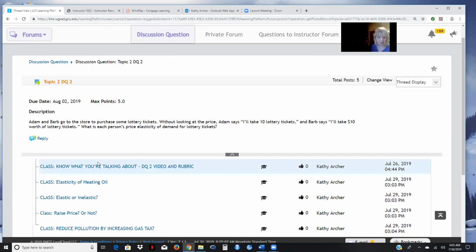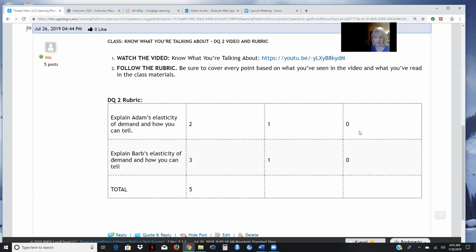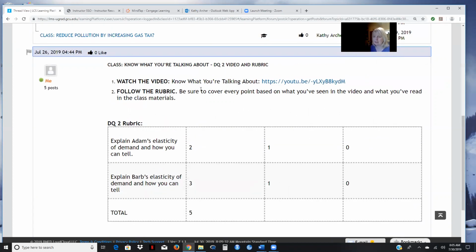Let's start from the beginning and look first at the rubric to see exactly what's going to be required to answer this question. As always, you'll find the rubric right here, first post, and there it is. The rubric says, explain Adam's elasticity of demand and how you can tell, and explain Barb's elasticity of demand and how you can tell. So it looks to me like we're going to have to look at something about elasticity of demand, and we're going to have to go to Chapter 5.